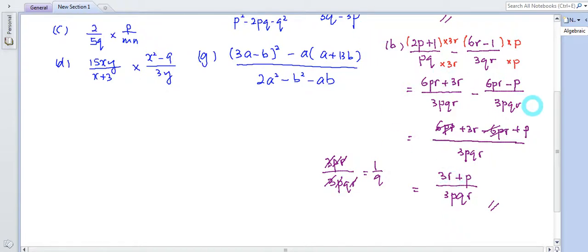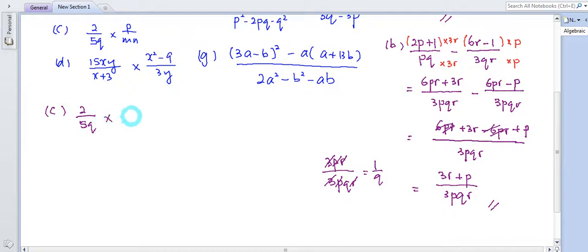Okay, let's go to part C. I do it over here. 2 over 5q times p over mn. This is multiply. So for multiply, you do not need a common denominator. 5q here, mn, no problem. So 2 times p, you get 2p. 5q times mn, you get 5mnq. That's it. This is the final answer.